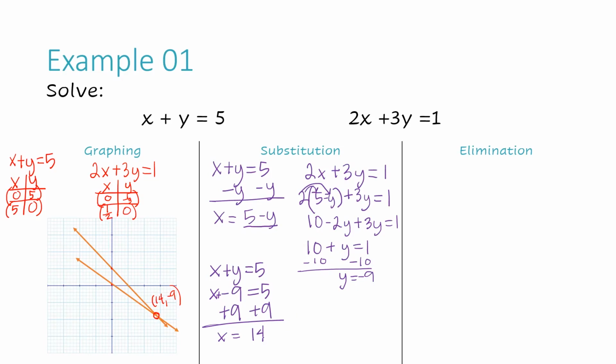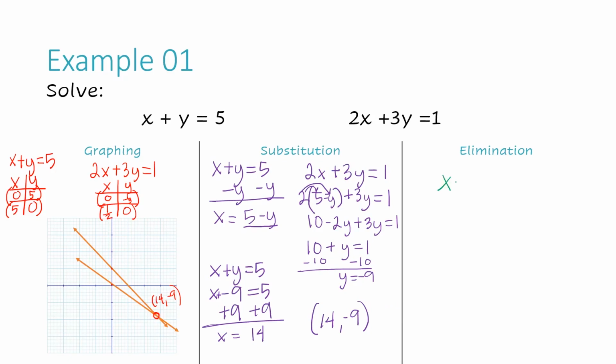Now I can see that I'm definitely on the right track because I got 14 for x. That's the same thing I got over here. That looks like we're doing good. Then I would just write 14 comma negative 9 as my answer. Now let's solve this problem again using the elimination method.